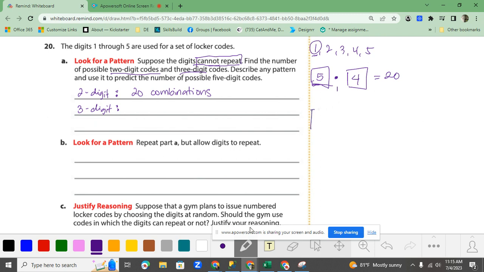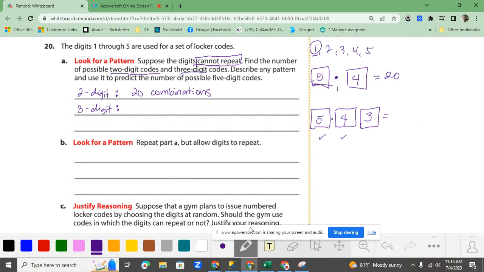So if you have three-digit codes, then you will have three boxes. Each box will be where the number of possible digits for each one. So for the first one, you will have 5 numbers to choose from, right? And then once you have chosen one number, you cannot repeat that number. So therefore, on the second box, you will only have 4 numbers to choose from. Now you have chosen two different numbers, and you cannot repeat those two numbers. So out of 5 numbers, you have taken out 2, you only have 3 left.